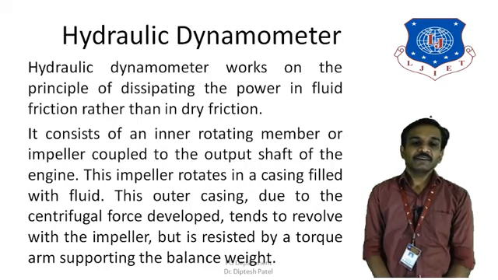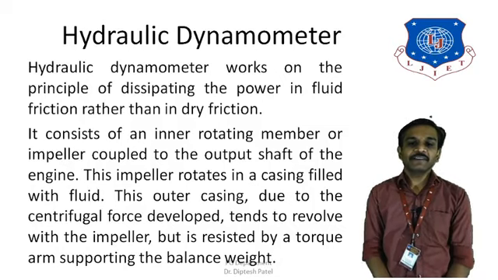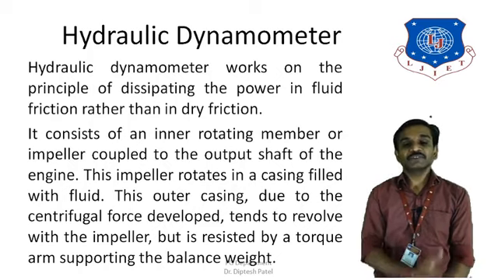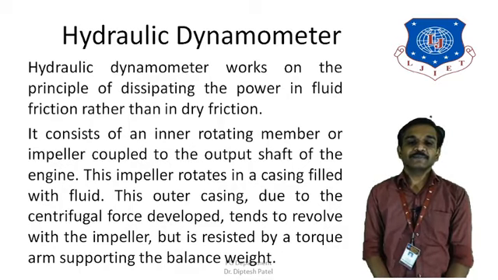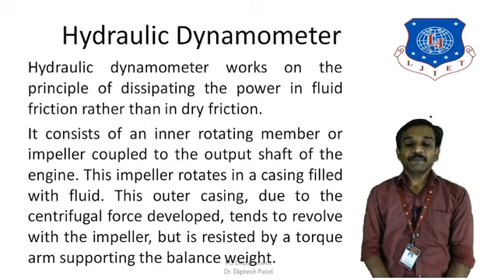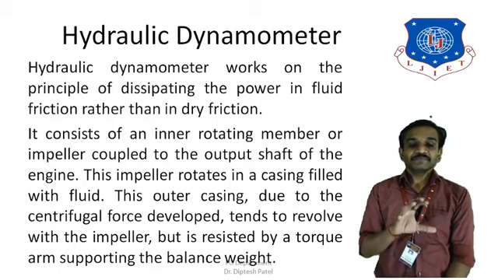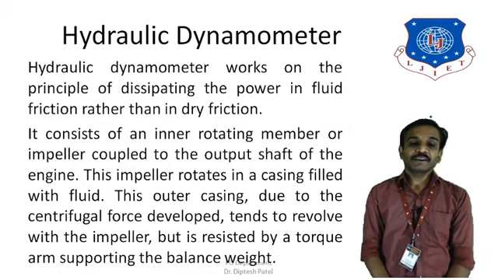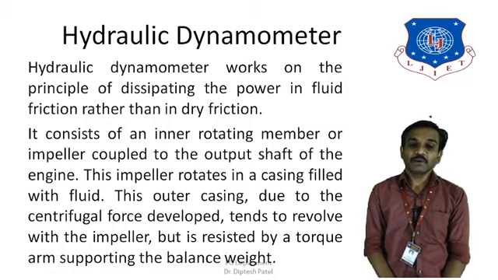Now let's understand how the hydraulic dynamometer works. Basically it works on the principle of dissipating the power in fluid friction rather than dry friction, because in the previous two cases, the Prony brake dynamometer and the rope brake dynamometer, the power was ultimately dissipated in the form of dry friction, but here it is in fluid friction. Both the rotor and the impeller remain in the fluid. As you can see, it mainly consists of the inner rotating member known as the impeller, which is ultimately coupled with the main output shaft or the rotor.